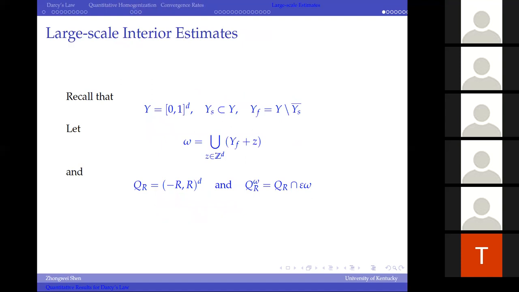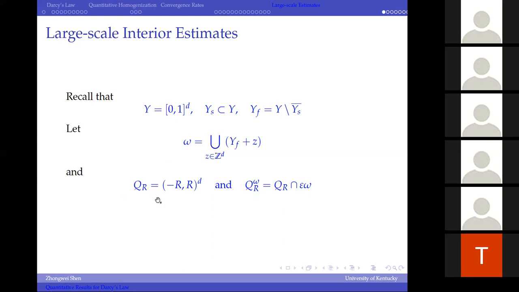Okay, so in the rest of this talk, I'll be talking about a large-scale interior estimate. So here we'll be talking about the interior estimate, no boundary estimate yet. So you have a unit cell. Just review the solid part, fluid part, and then we just extend the fluid part to the whole space. So I denote this by lowercase omega. That will be an unbounded domain and one periodic domain called omega here.